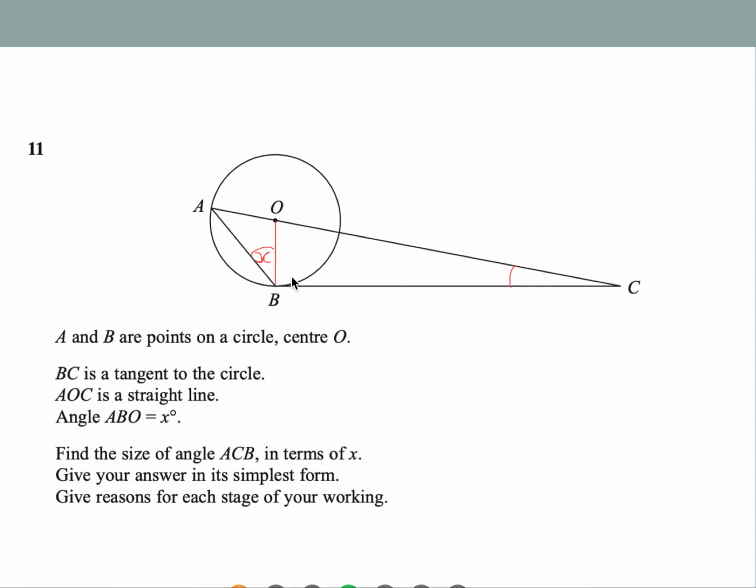Right. Now, tangent, radius, right angle. This is two radiuses, so this is an isosceles triangle, so that's also x. This angle here, well, they would all sum to make 180, as it's a triangle. So this angle here must be 180 minus 2x.